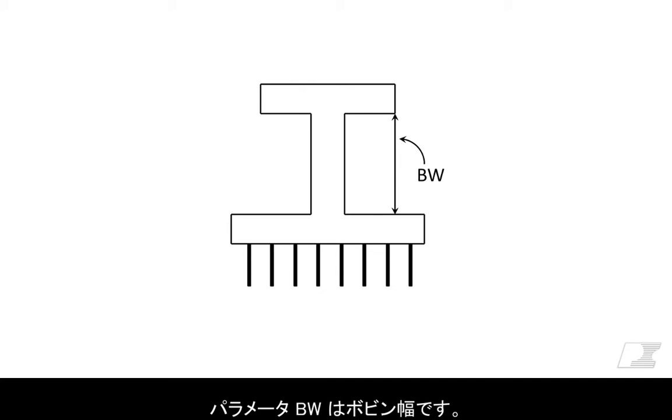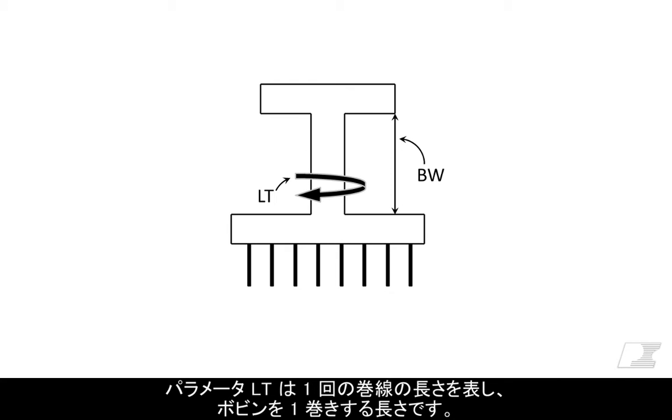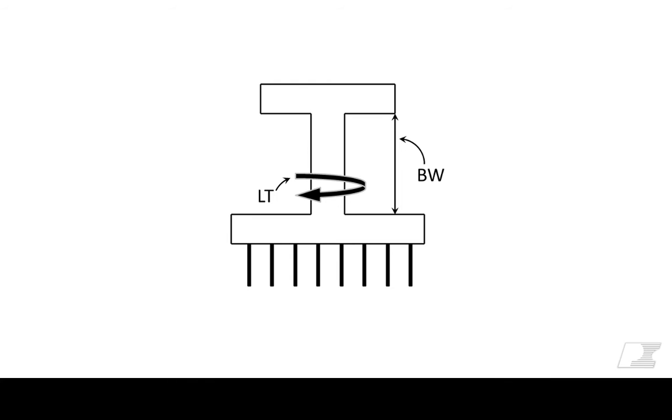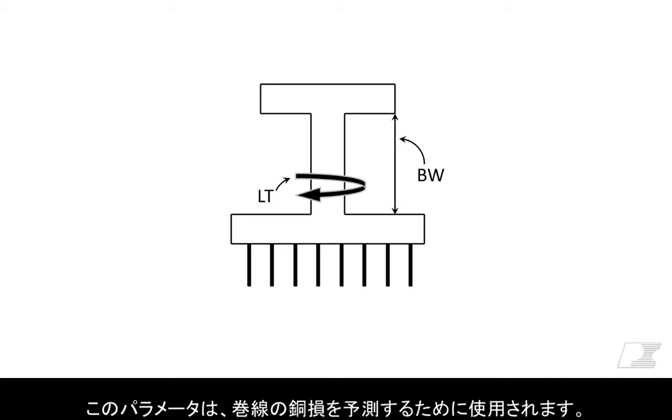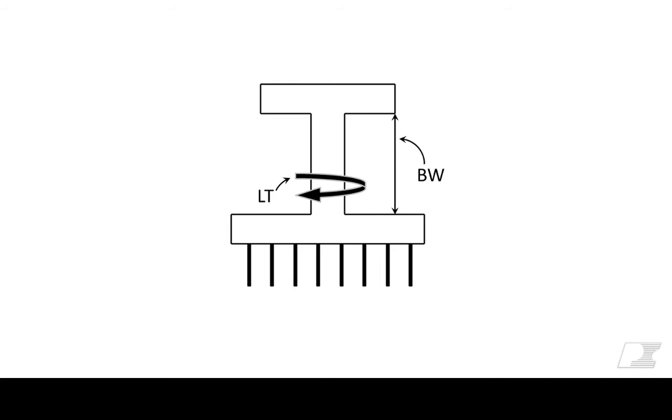Parameter BW is the bobbin width. Parameter LT stands for length of a single turn and is literally the length of a turn going around the bare bobbin. This parameter is used in estimating the copper losses in the windings.